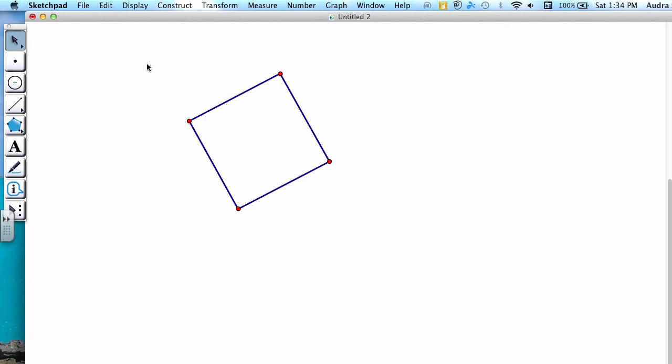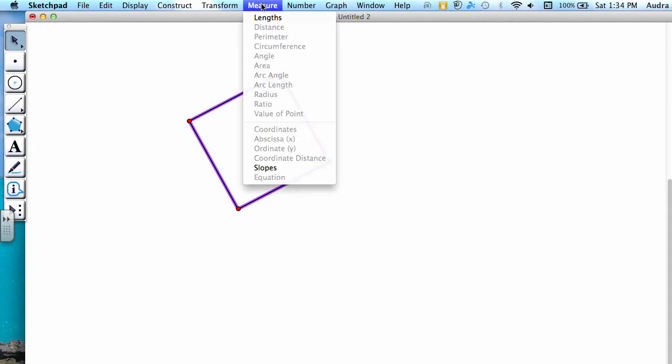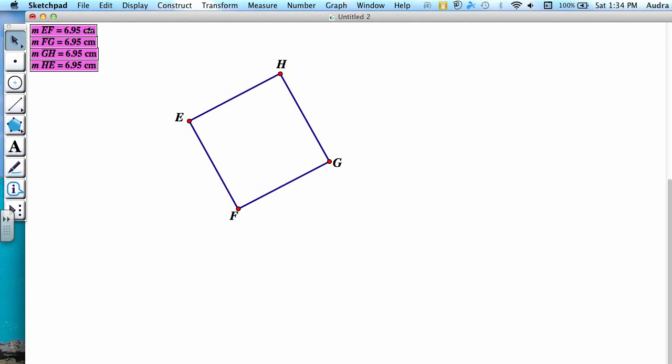And we can verify that this is a square by measuring all the segment lengths and angle measures. Let's do the segments first. We can highlight all four segments, and then once we highlight them all, we can go to Measure, Lengths. It gives me all the measurements, and they are all the same amount, 6.95.